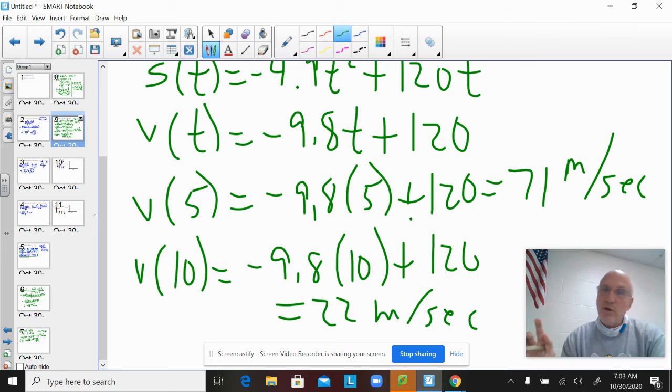Still hasn't stopped going. It's going up more slowly. In a couple seconds more, it would stop, and then it would start going down. The velocity would be negative. So I think that's all 97 wanted.